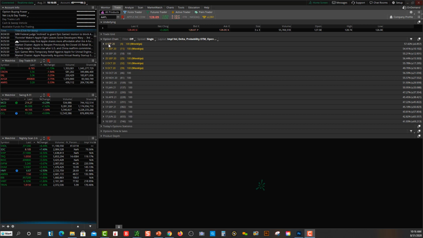You'll see the date up here of expiration. They always expire on a Friday. And then you'll see the number of days. If you highlight over here, it'll show you the number of days left in the contract. So the number of days to expiration is this column right here. These numbers are the numbers till expiration. And up here, the yellows say weekly, and the grays are monthly contracts.